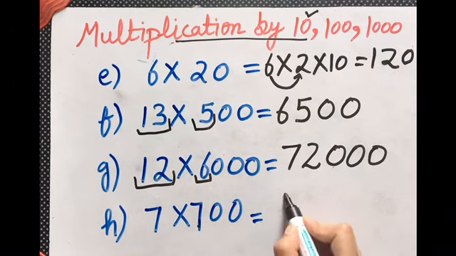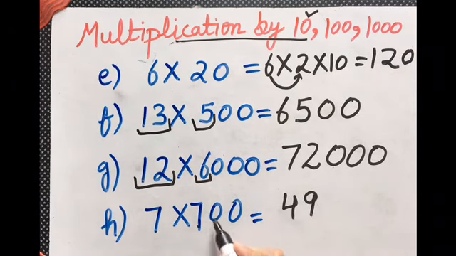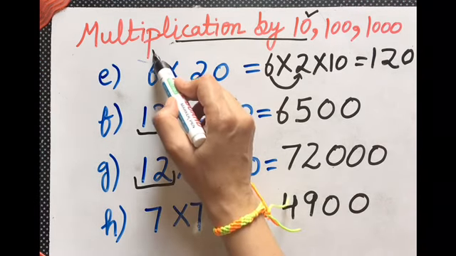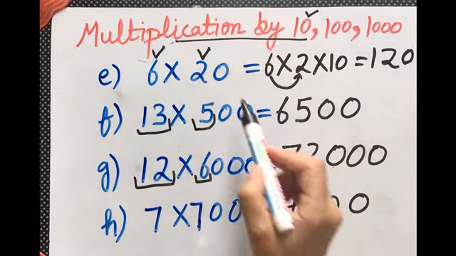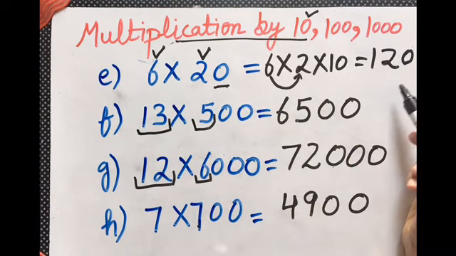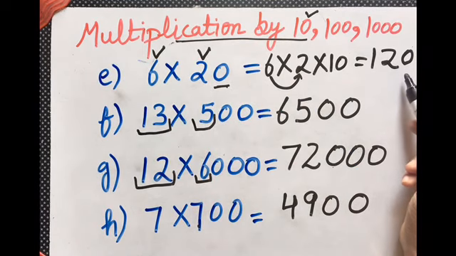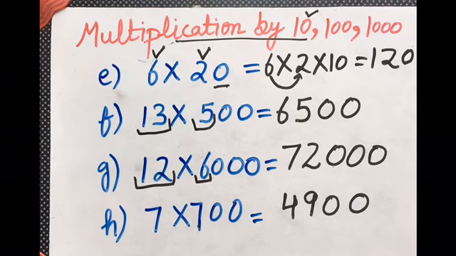7 sevens are 49. Then how many zeros? 2. What we are doing? We are multiplying this with this number and then putting the number of zeros after the answer, after the product. Fine. So, this way you can do it.